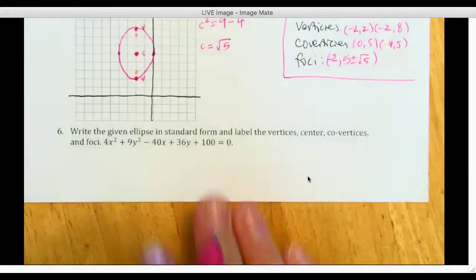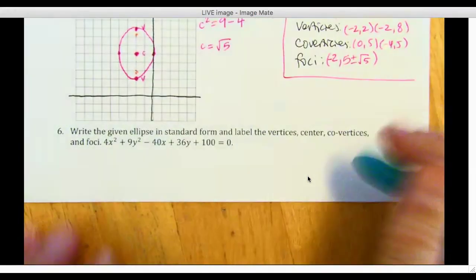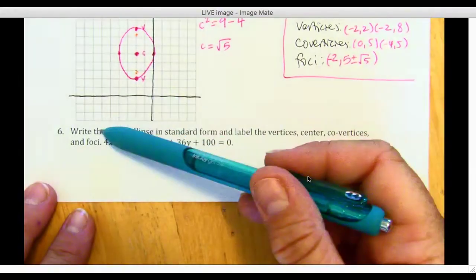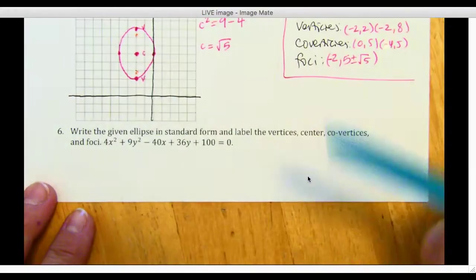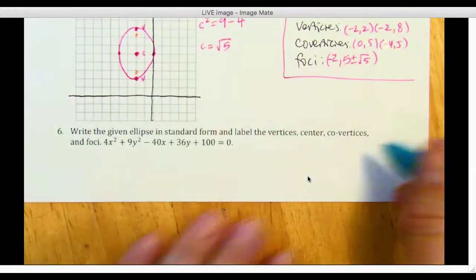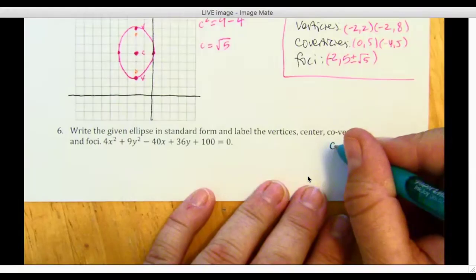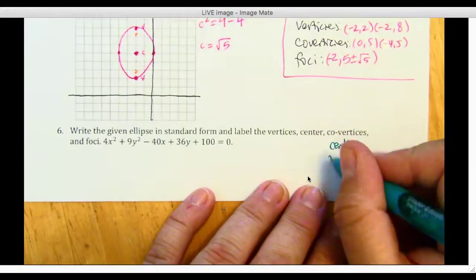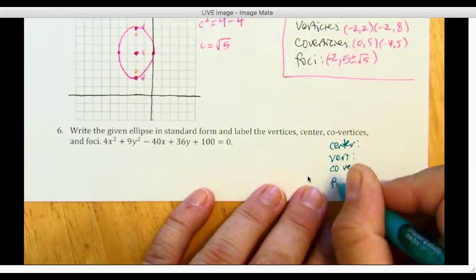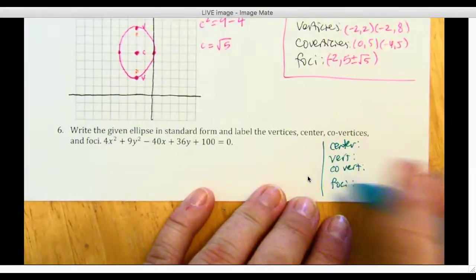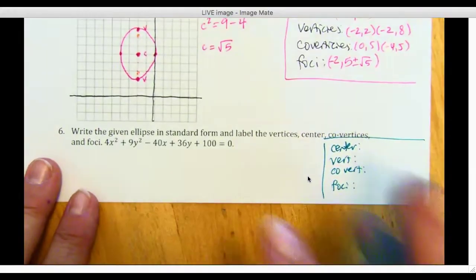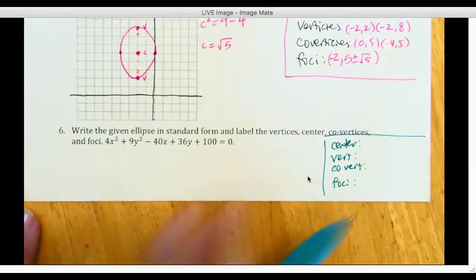One more example. So this equation is not in standard form. It says write the given ellipse in standard form, label the vertices, center, co-vertices, and foci. So I'm going to just make that list off to the side here. Center, vertices, co-vertices, and foci. And I need to find all of those pieces. But what I'm going to have to do is completing the square 2 times in this problem.